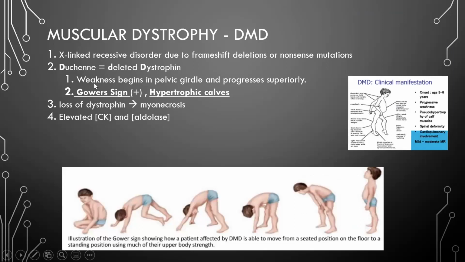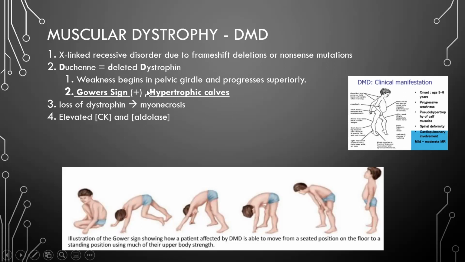Starting with DMD, the biggest things. For DMD, you should be able to get Duchenne's, and you have dystrophin deleted. You're typically going to have a frameshift deletion. That is really big for this one. X-linked disorder, frameshift. Gowers sign, that is this image right here. You have the kid trying to get up. He struggles to get up normally, so he has to get on all fours and kind of walk himself up because of that weakness.